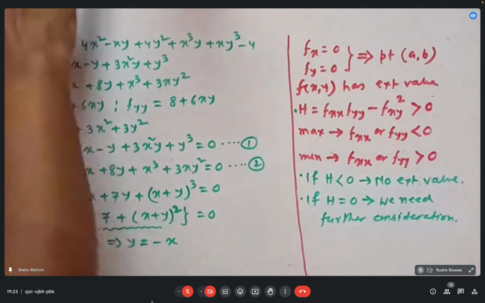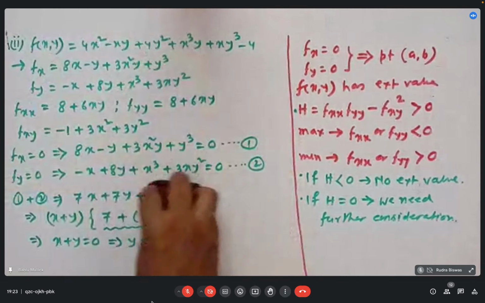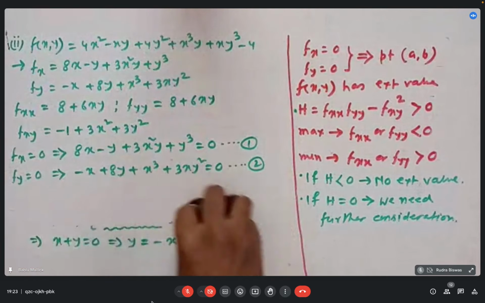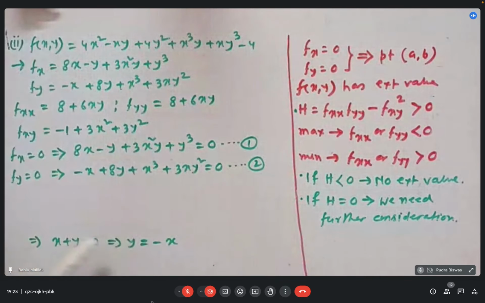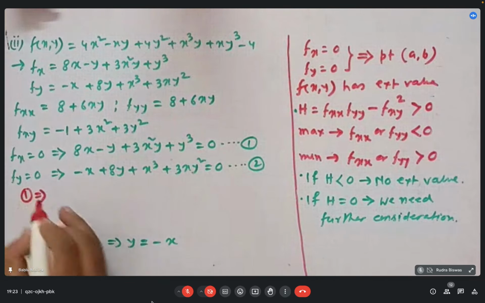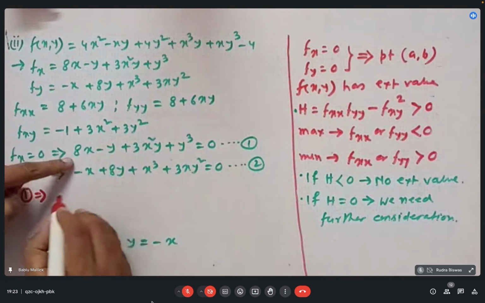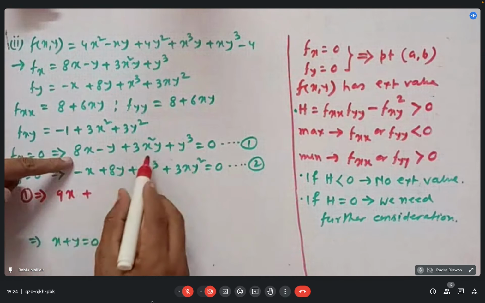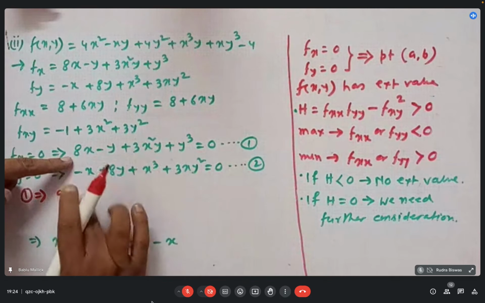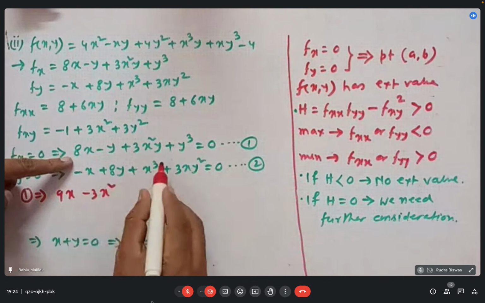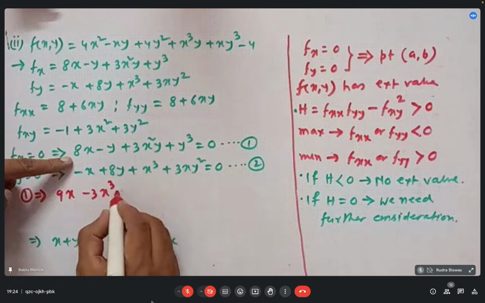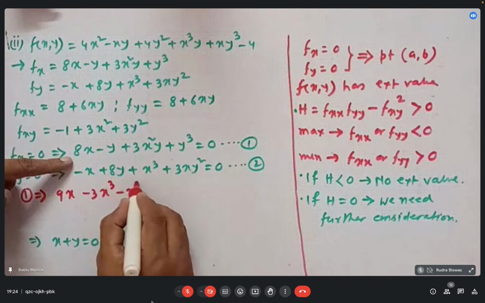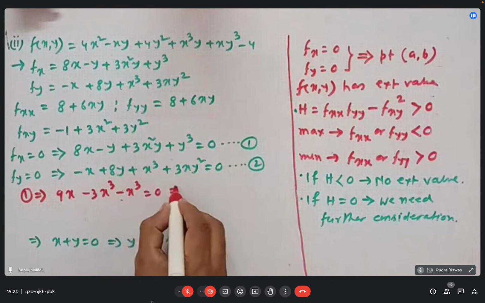Putting y in 1 we get, from 1, if I put y is equal to minus x, it is 9x minus of 3x cube, and this will become minus of x cube, this equal to 0.